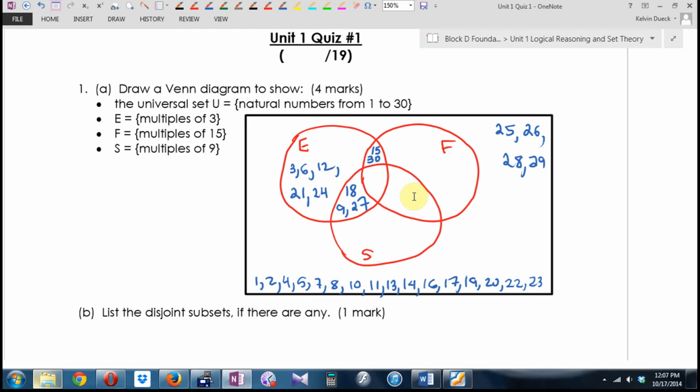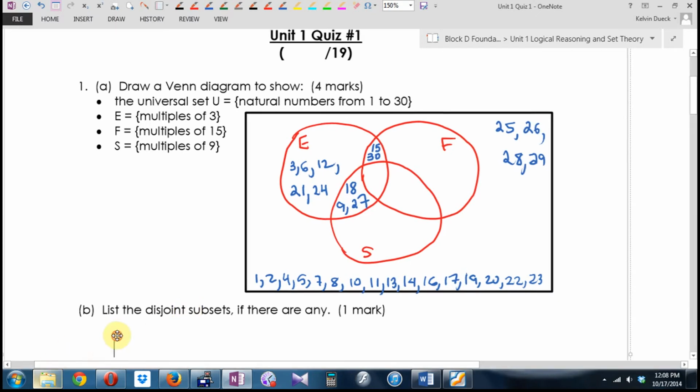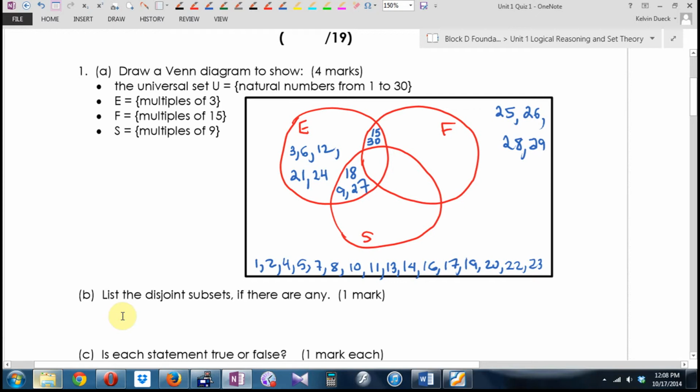List the disjoint subsets. Which groups have no overlap? Does E overlap with F at all? Yeah, right there. Does E overlap with S at all? Right there. Does S overlap with F at all? Nope. And remember, the word disjoint, I break it down. Dis, I know means not, and I see the word joined in there. Disjoined means no overlap in my mind. That's the fancy word for disjoint. So the disjoint subsets, F and S, have no overlap.